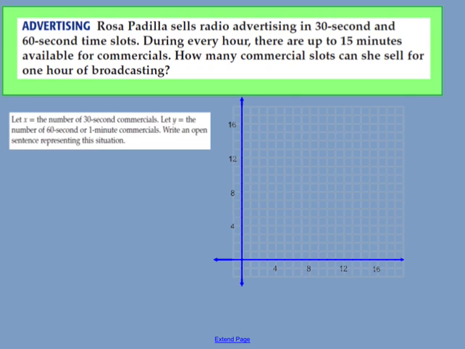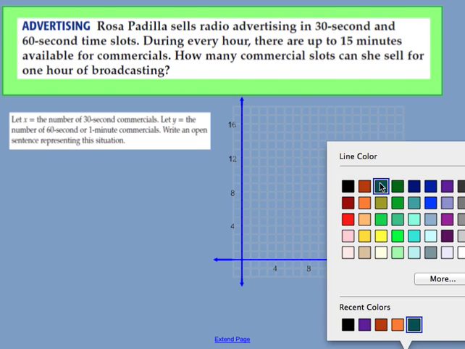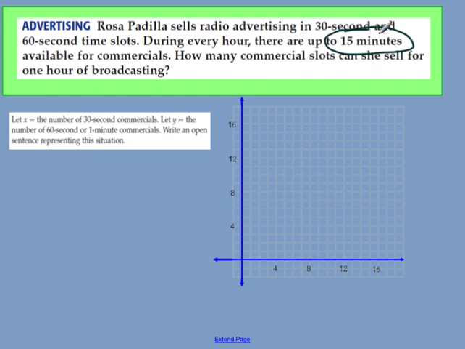Rosa Padilla sells radio advertising in 30-second and 60-second time slots. During every hour, there are up to 15 minutes available for commercials. How many commercial slots could she sell for 1 hour of broadcasting? Okay, so instead of doing 15 minutes, I don't want to have seconds and minutes. I want to have one or the other. So what I'm going to do is take 15 minutes and convert that into seconds. For every minute, there's 60 seconds in a minute. So I'm going to take 15 times 60, and that's going to give me 900. So that's 900 seconds of radio advertising.